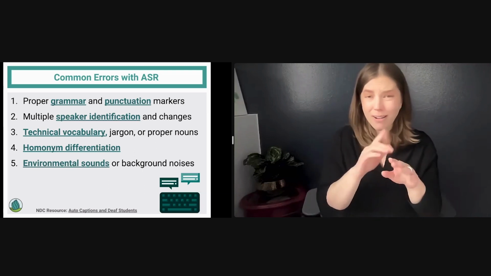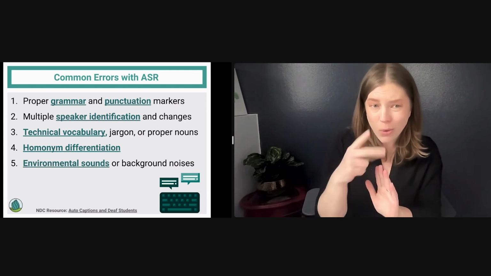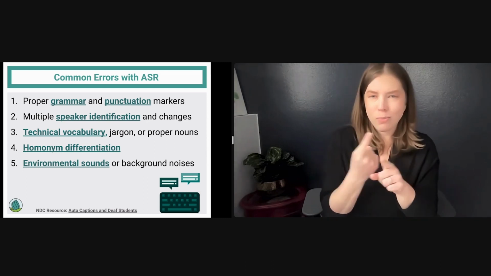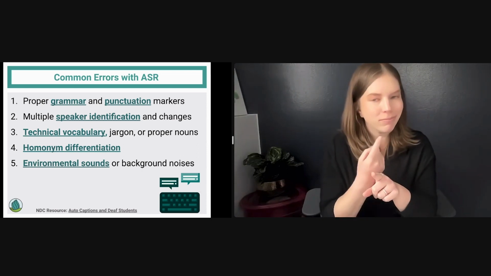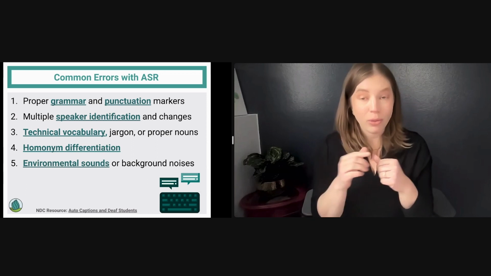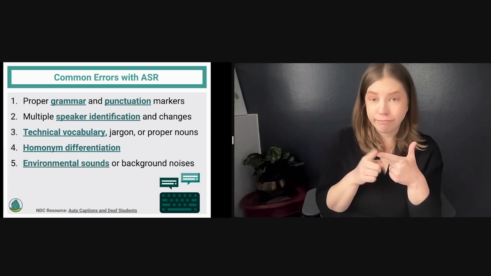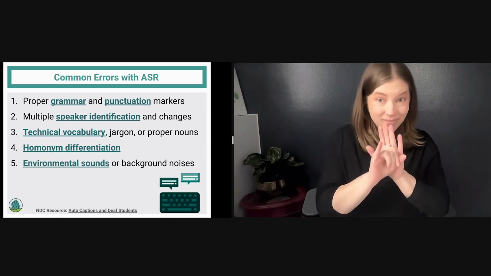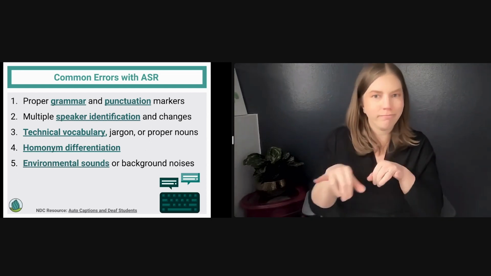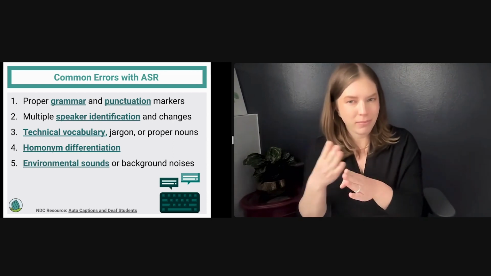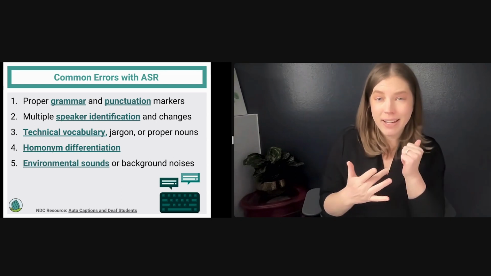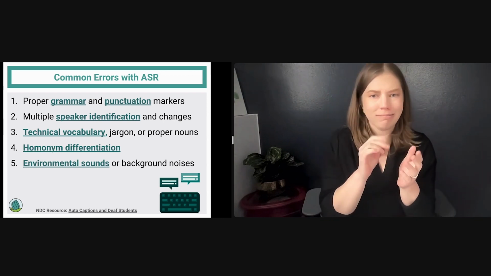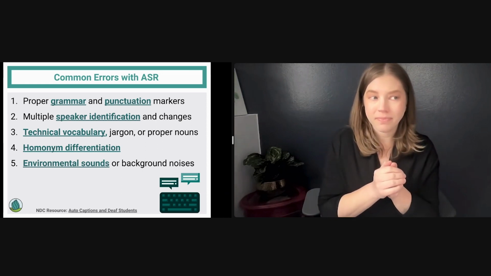So at NDC, we looked at some common errors that are found with automatic speech recognition programs, and these are 5 of the usual problems that occur. First is proper grammar and punctuation markers. They're often missing or incorrect in automatic speech, and that impacts the ultimate understanding of the person reading that message. Secondly, are multiple speaker identification and changes. When a new speaker isn't identified, or it's not consistently identified, that also can change the way the information is understood. Third, technical vocabulary, jargon, or proper nouns. It's often missing or misspelled when it happens with ASR.